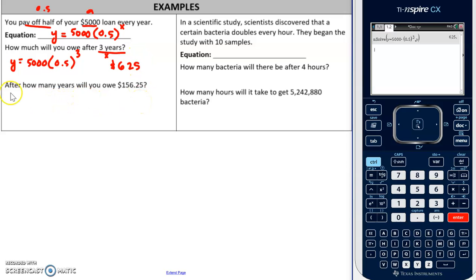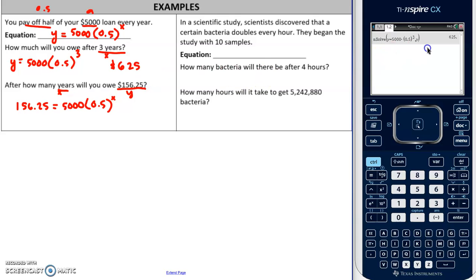All right, so let's look at the second part of this question. So I know after 3 years I owe $625. After how many years will you owe $156.25? So now this tells me my total. So now this is a y value, right? Because I'm looking for x. So I need my y. So that tells me that I would put the 156.25 where y is, substitute it in, and that will equal 5,000 times 0.5 to something.